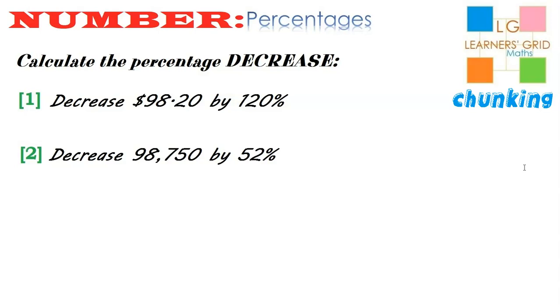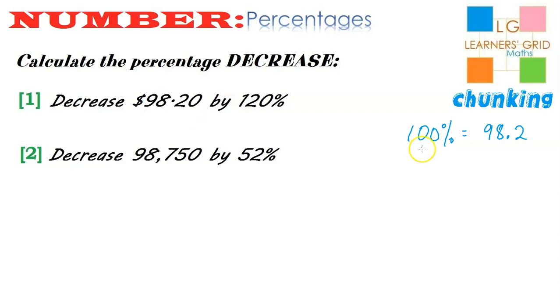The first one says to decrease $98.20 by 120%. So what we need to do is to break down this 120% into smaller chunks that we can deal with. Normally we would say something like 10% or 50%. In this case, certainly 100% is useful. So 100%, and that's going to be 98.2, because that's this bit here. That's 100% right there.